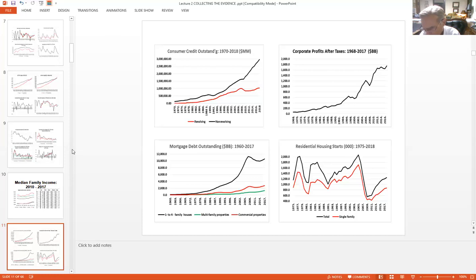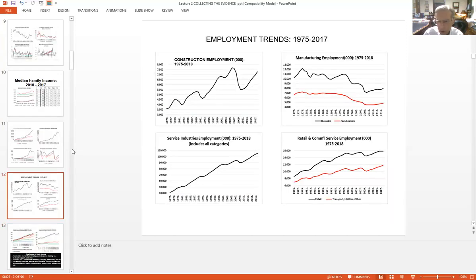And in fact, as new families are formed, they need housing. The gap between the black line and the red line represents the increasing demand for multifamily housing, essentially apartment buildings. So here we have some employment trends. They're important as well, and you can see just how cyclical the construction industry that we just were talking about is.